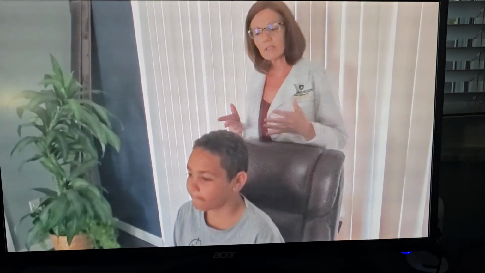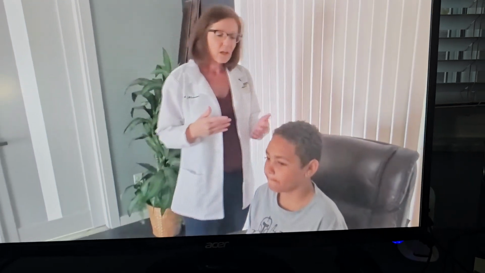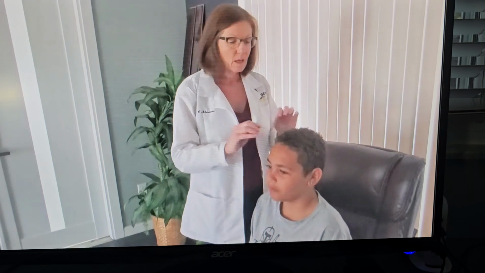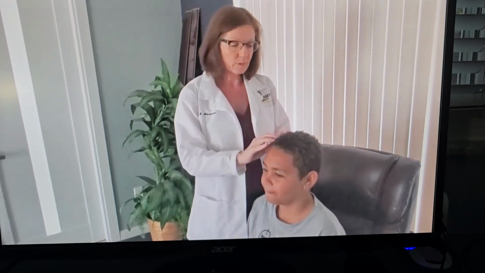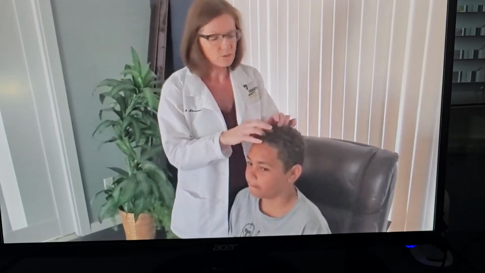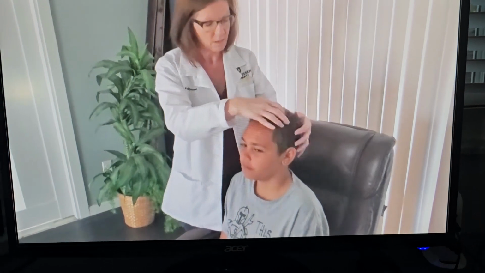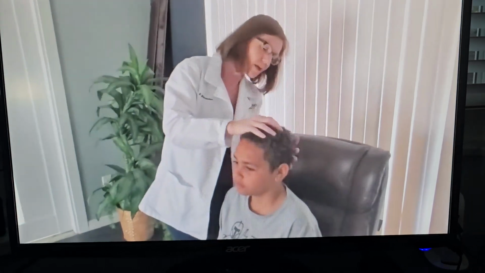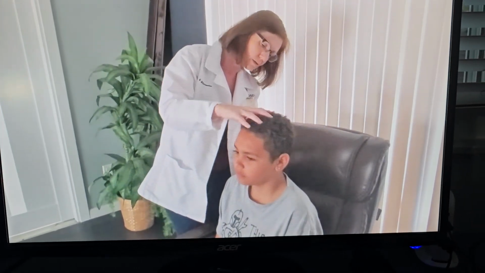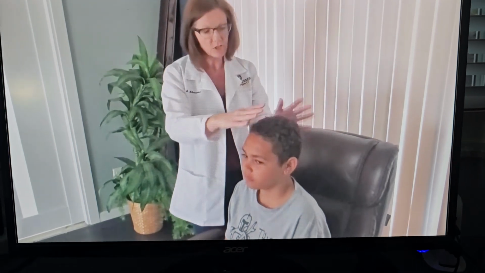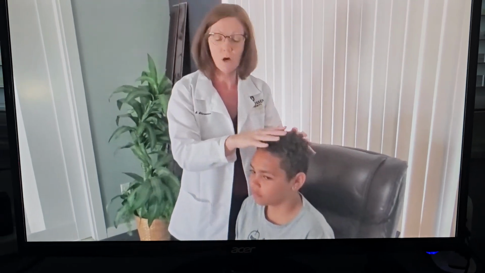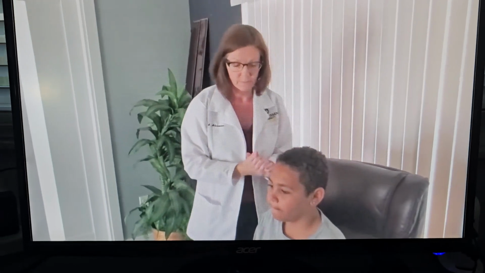His hair at this point looks well distributed. It looks clean, and I don't see any balding areas. Then I'm going to palpate the scalp. Any tenderness or pain? No, ma'am. The hair again is well distributed, and I do not see any lesions. I do not feel any bumps or lumps or deformities.